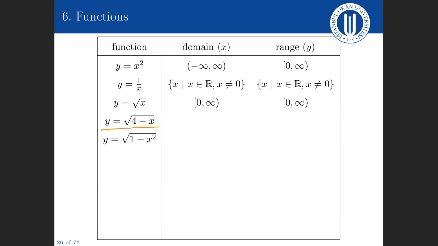What about if y is the square root of 4 minus x? What values of x could we use? We could use x between minus infinity and 4. We couldn't have x is 5, say, because then we would have square root of minus 1, and that's not a real number.